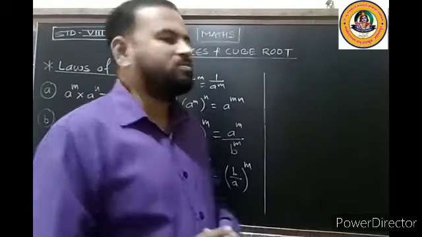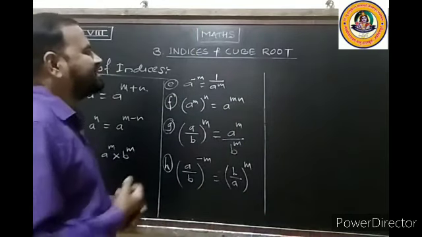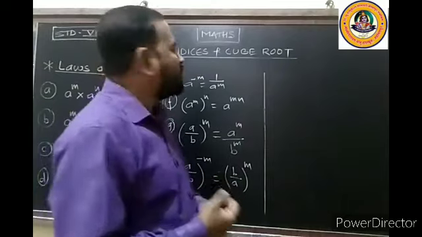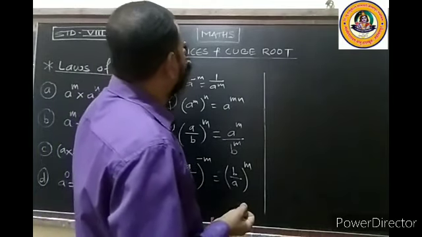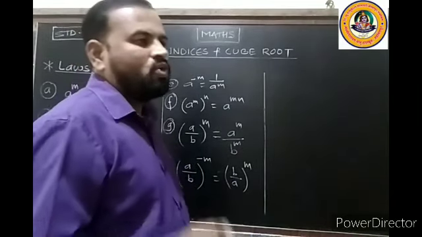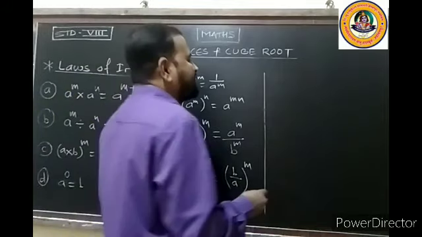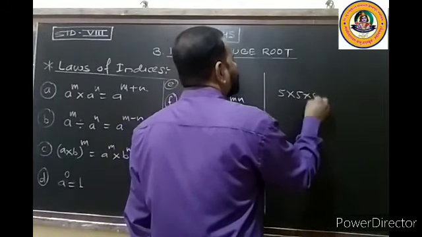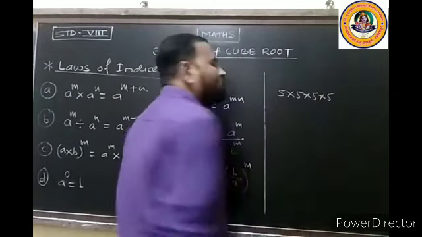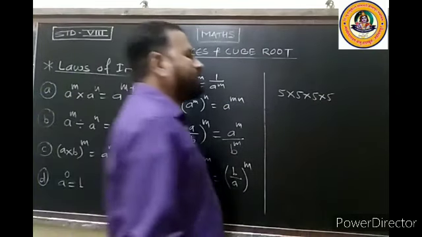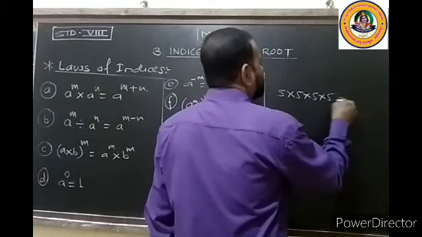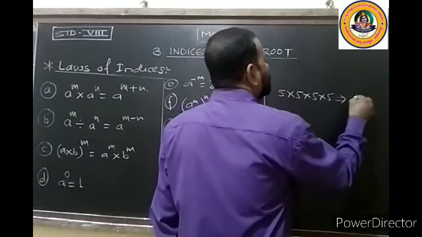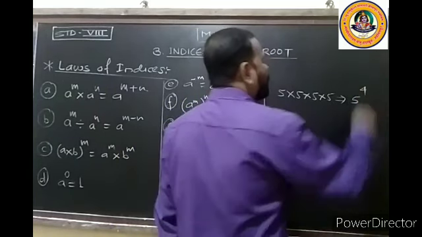Going to see a new chapter, that is indices and cube root. Before seeing this new chapter, we revise some facts. That is, if we write 5 into 5 into 5 into 5, 4 times, then we can also express it as 5 raised to 4.